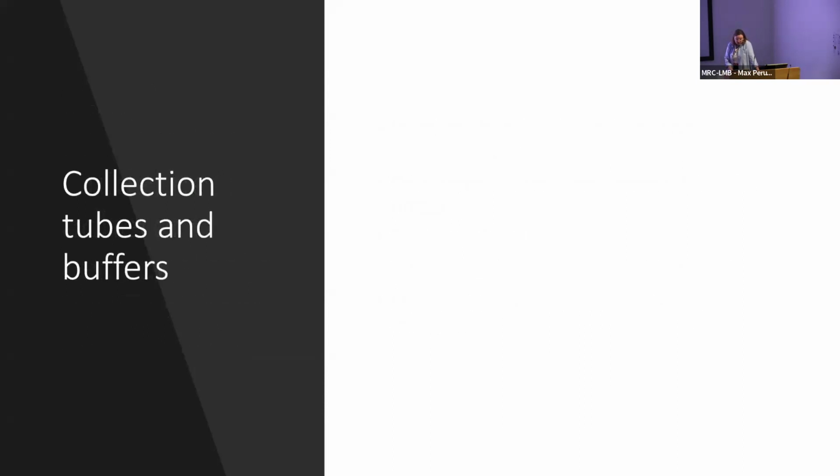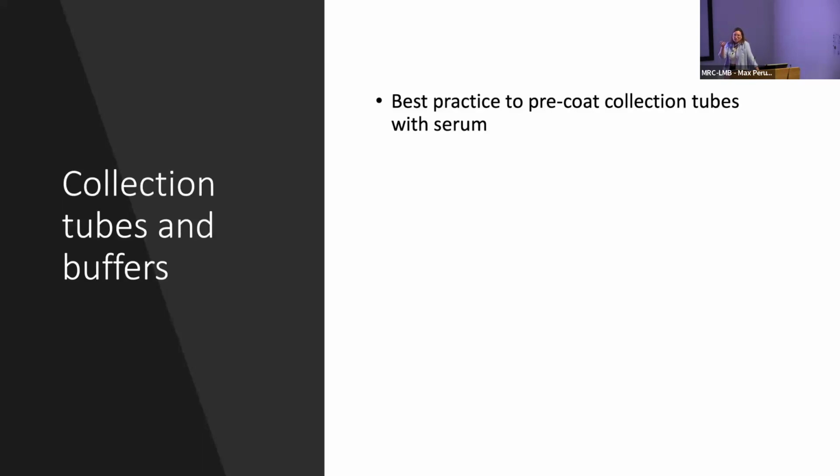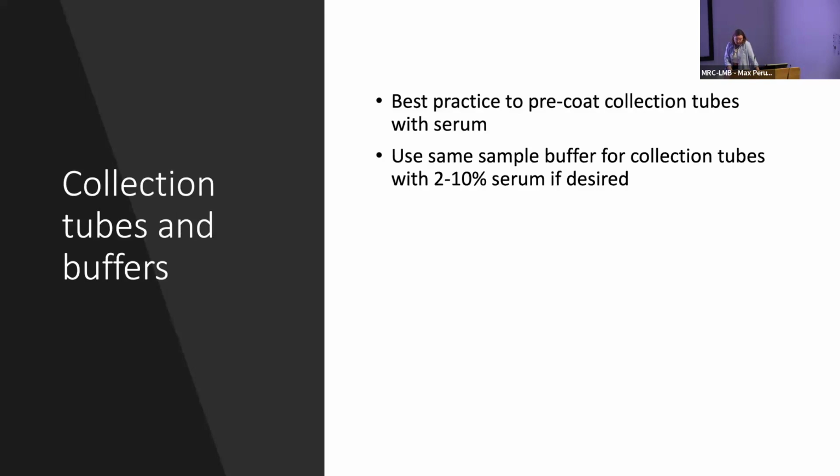A little bit now about the appropriate types of collection tubes and buffers for your sample. The best practice is to pre-coat your collection tubes with serum. That tends to mitigate any effects if the cells hit the side of the tube just by chance. If they're pre-coated, it will help them slide down into the media. Use the same sample buffer for the collection tubes with 2 to 10% serum if desired.